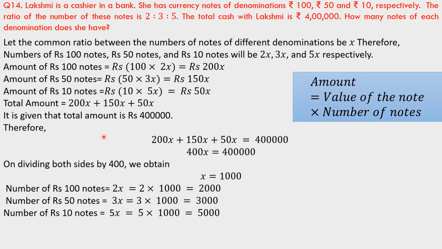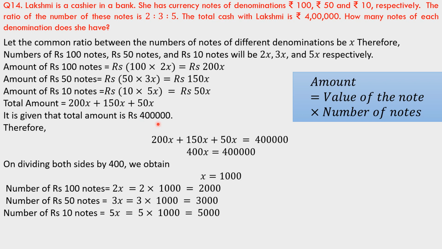जैसा कि हमने अमाउंट निकालना पहले सीखा है, सेम वे में हम अमाउंट फाइंड आउट कर सकते हैं, वैल्यू ऑफ नोट इनटू नंबर ऑफ नोट्स. सो अमाउंट ऑफ रुपीज 100 नोट्स is equal to rupees 100 into 2x, which becomes rupees 200x. Similarly, for rupees 50 and 10, we can find the amount, which is 150x and 50x. Hence, we can find the total amount here as 200x plus 150x plus 50x. But in the question, it is given that the total amount is 4 lakhs.